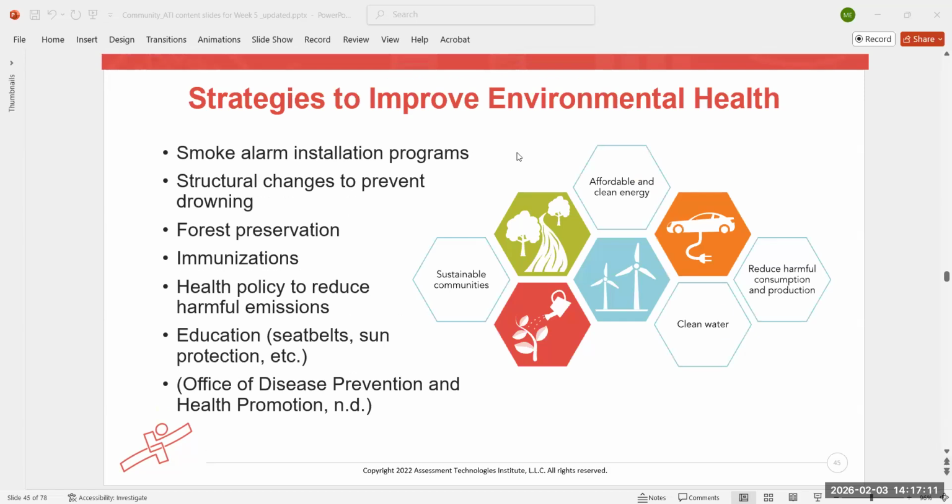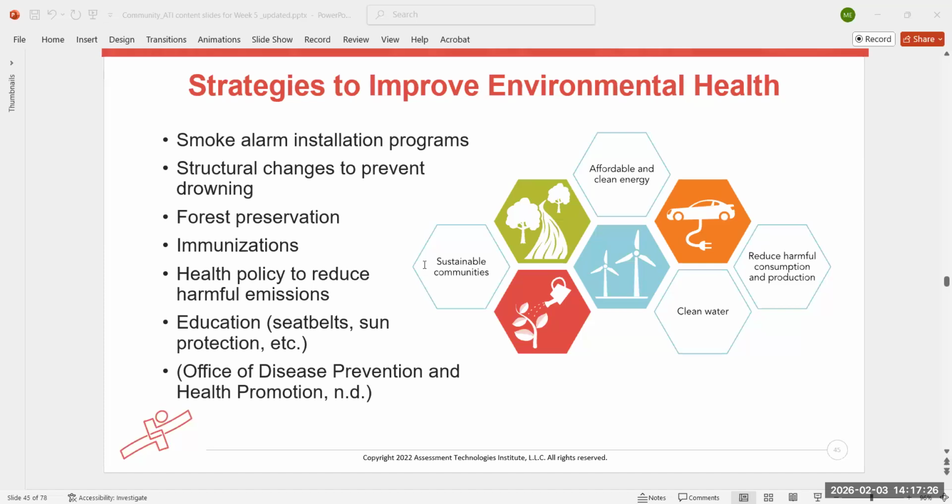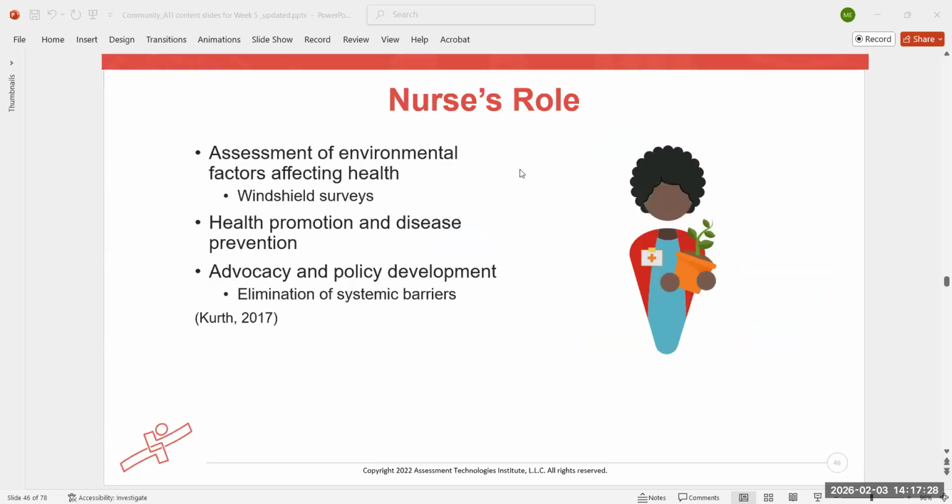Some strategies to help improve environmental health look at smoke alarms, how to prevent drowning, forest preservation, immunizations, education. As a nurse, things we can do: go back to windshield surveys to assess those environmental factors, what's affecting one's health, what's near, what's around them.